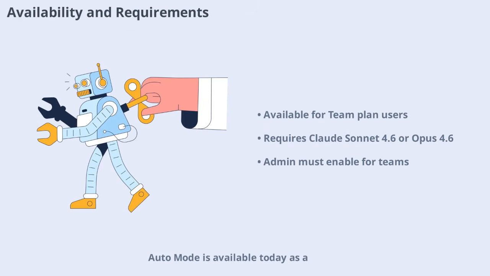Auto Mode is available today as a research preview for Claude Team Plan users. Enterprise and API support are rolling out soon. To use Auto Mode, you need the latest version of Claude Code, a team plan, and either Claude Sonnet 4.6 or Opus 4.6 as your model. Note that Auto Mode does not work with Haiku, Claude 3 models, or third-party providers like Bedrock, Vertex, or Foundry. If you're on a team or enterprise plan, an admin must enable Auto Mode in the Claude Code admin settings before anyone on the team can access it.